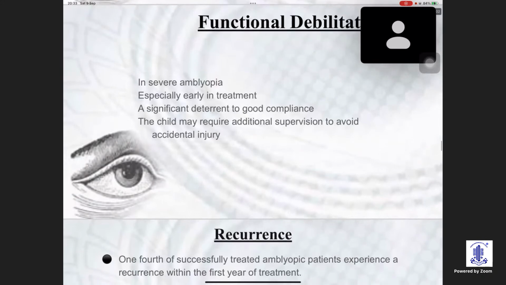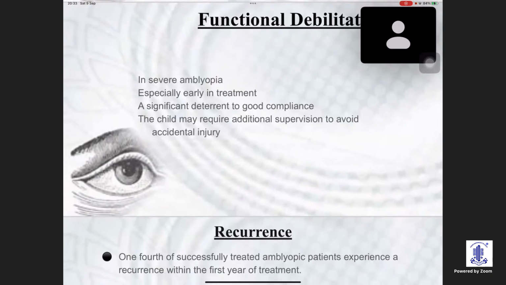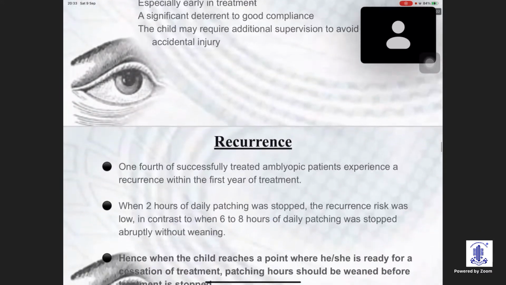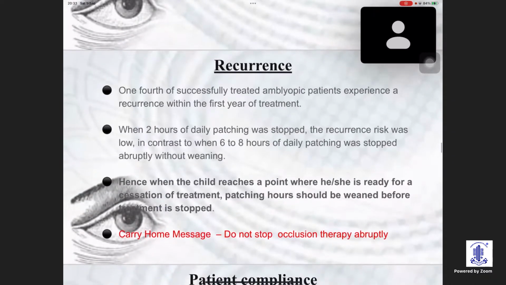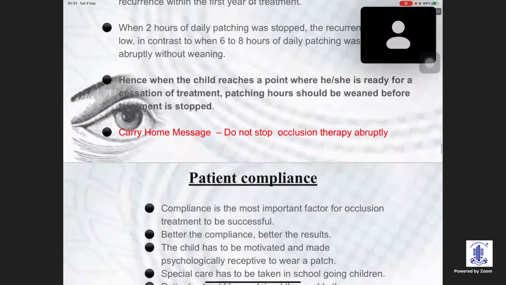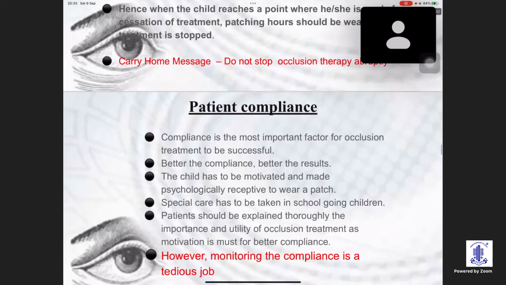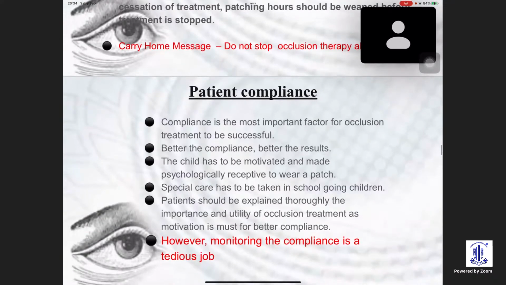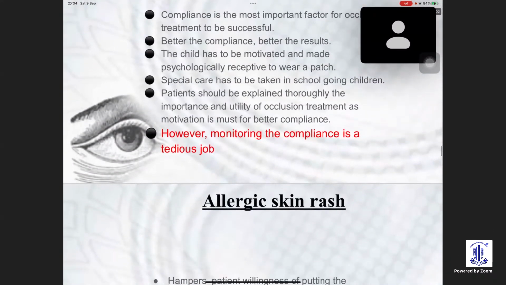In severe amblyopia, especially early in the treatment, it is a significant deterrent to good compliance. One-fourth of the successfully treated amblyopic patients experience a recurrence within the first year of treatment. Take-home messages: don't stop the occlusion therapy abruptly. Compliance is a very important factor for occlusion treatment. However, monitoring the compliance is a tedious job.